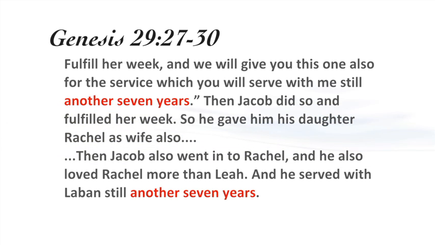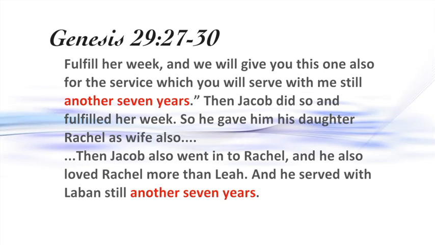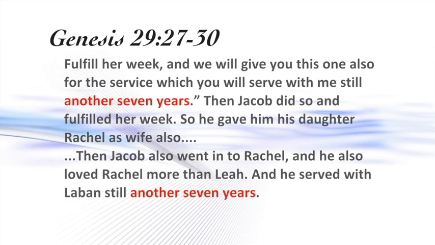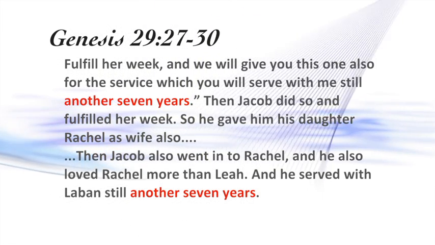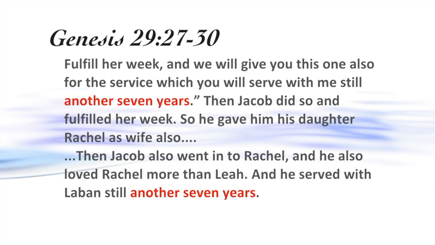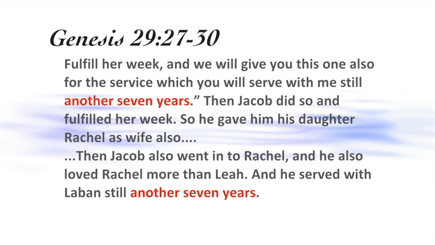Then Jacob did so, and fulfilled Leah's week. That's her week of days. So he gave him his daughter Rachel as wife also. Then Jacob also went into Rachel, and he also loved Rachel more than Leah. And he served with Laban still another 7 years. So he worked another 7 years for Rachel, making 14 altogether.